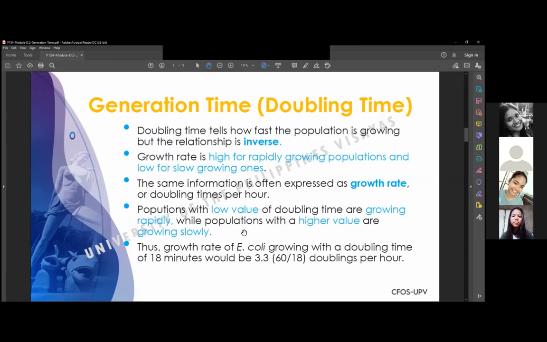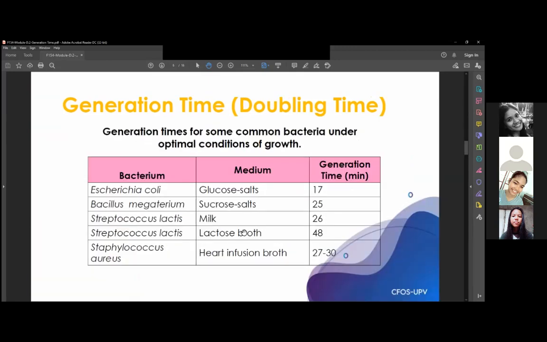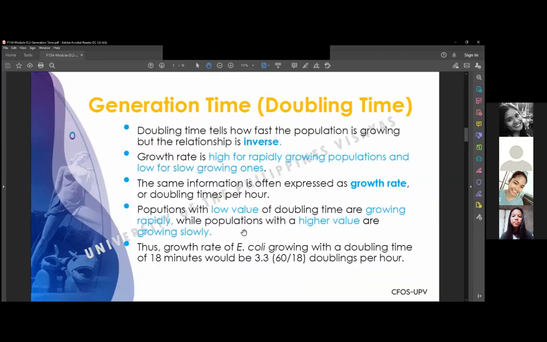So the same information is often expressed as growth rate or doubling times per hour. Okay, so this portion, I think you can already just read this one. A growth rate of E. coli growing with a doubling time of 18 minutes would be 3.3 doublings per hour. So kumbaga, sa isang oras, magdo-double siya ng 3 beses.